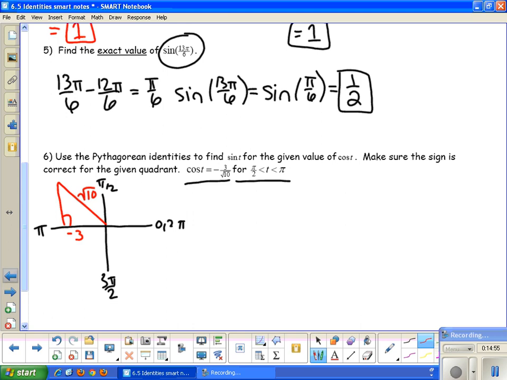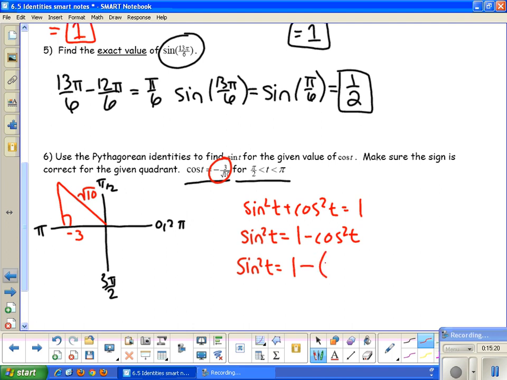So if I want to use my Pythagorean identities to do this, I know that sine squared t plus cosine squared t is equal to 1. So if I know what the cosine is, then I can solve for sine, because sine squared t is equal to 1 minus the cosine squared of t. All I did was subtract the cosine over. So sine squared t is equal to 1 minus, in this case, -3 over root 10, and of course, that is squared because it's cosine squared.